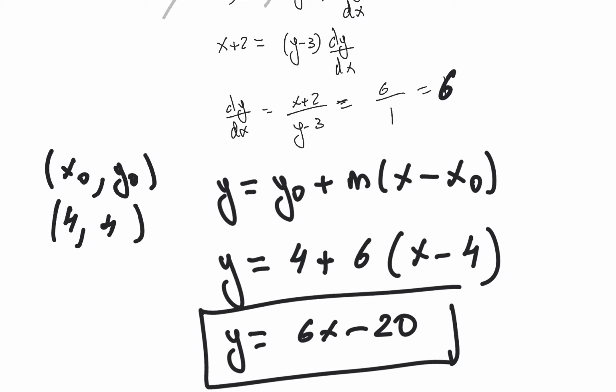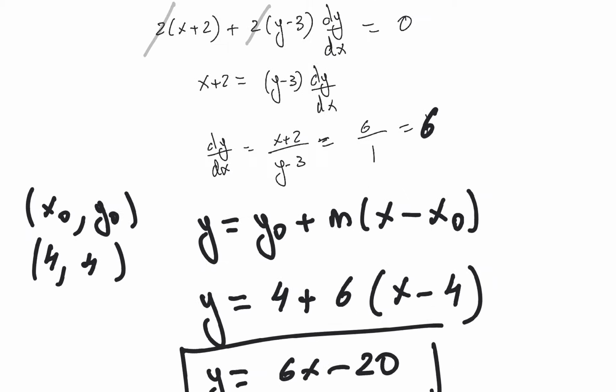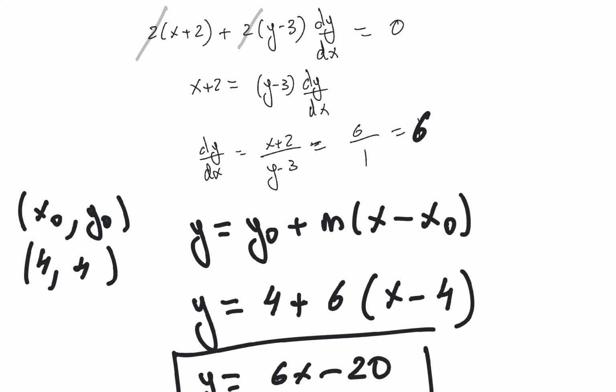And again, I did a mistake here. Here I did a mistake with a minus sign. X plus 2, y, there is a minus sign here. So the derivative is minus 6. So let me correct the minus 6 here. So it's minus 6.